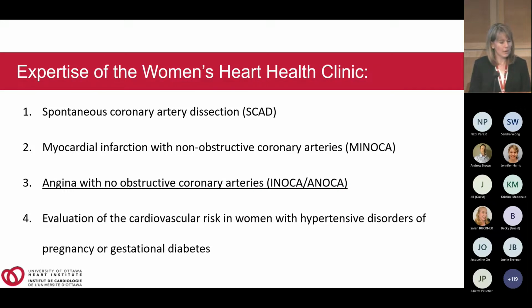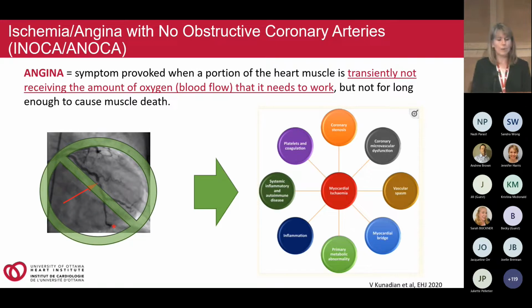The third diagnosis that we follow is angina with non-obstructive coronary arteries. So we know that angina is a symptom that's provoked when there's a portion of the heart muscle that is transiently not receiving the blood flow or the oxygen that it needs to work, but not for a duration that's long enough to cause a heart attack. And in the context of INOCA or ANOCA, similar to MINOCA, we're not able to find cholesterol plaques or obstruction in the arteries that explain the symptoms, that explain the decrease in blood flow. So again, different causes can be involved in these cases.